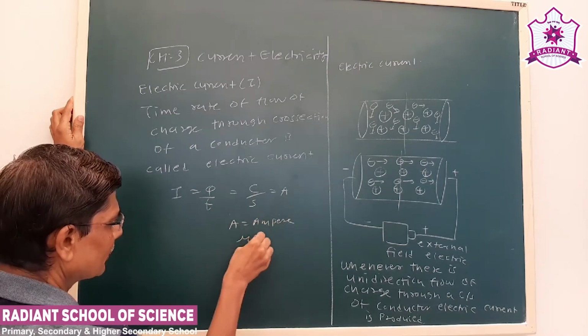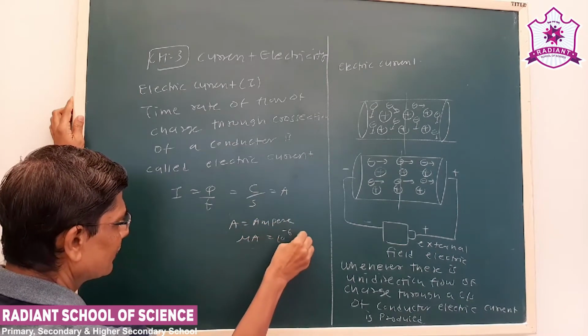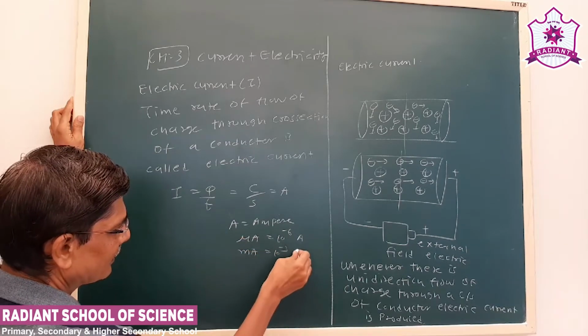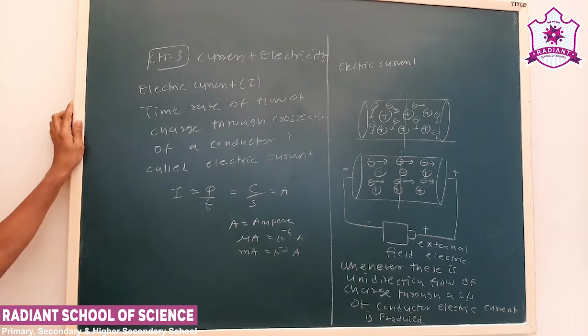Now for smaller currents, microampere is 10 to the power minus 6 ampere and milliampere is 10 to the power minus 3 ampere. This is the value of the current.